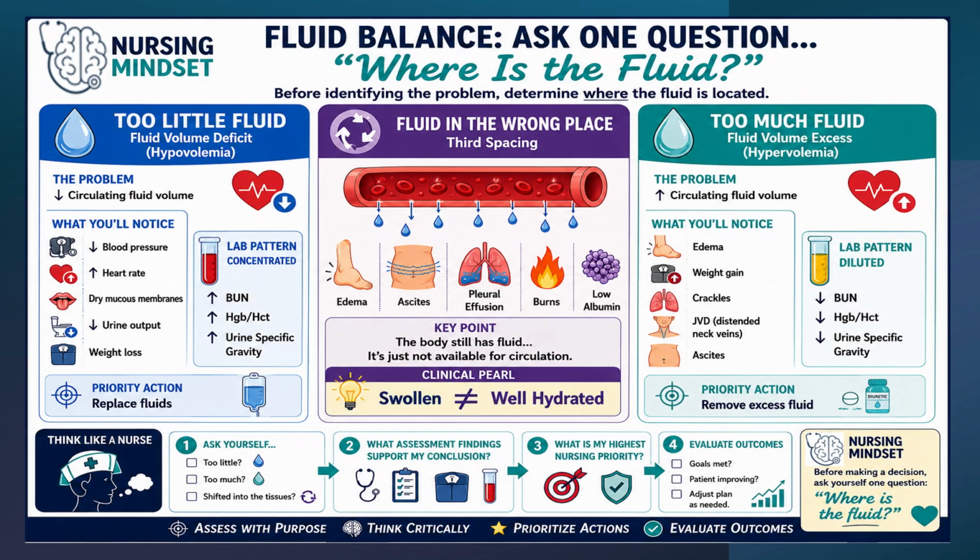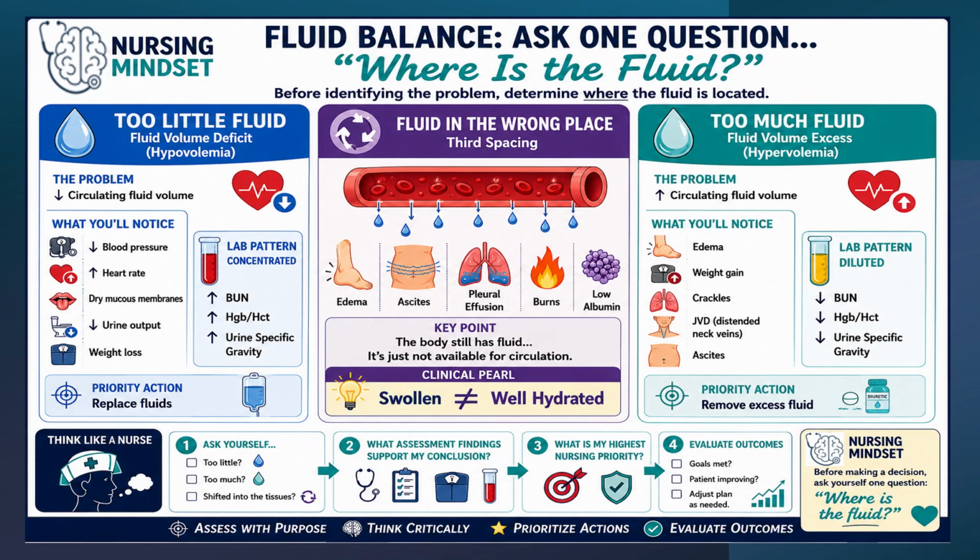Let's start on the left side. This patient has fluid volume deficit, meaning there simply isn't enough fluid circulating through the blood vessels. Now think about what happens because of that. If there's less circulating volume, blood pressure begins to fall, the heart tries to compensate by beating faster, and the kidneys work hard to conserve every drop of water they can. Suddenly, those assessment findings aren't random anymore, they're all connected.